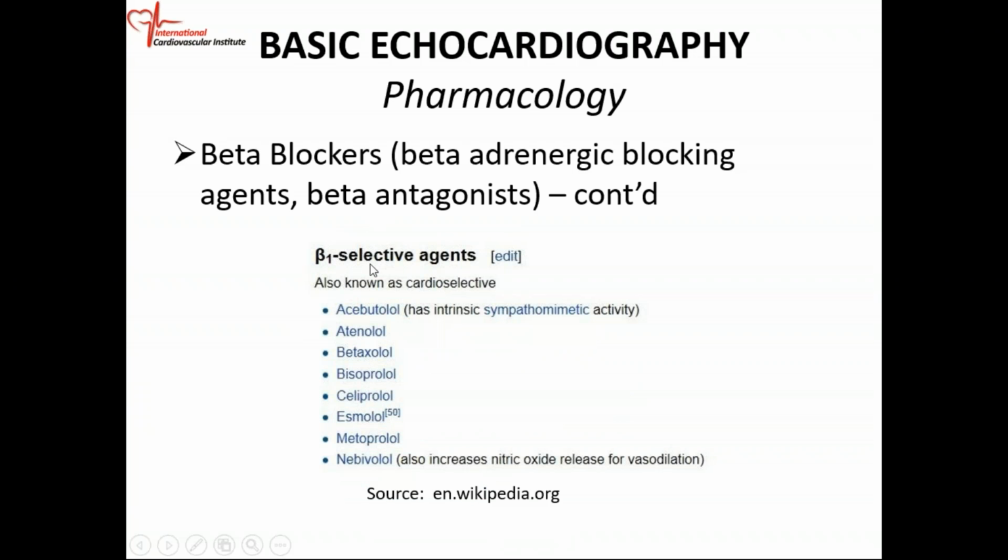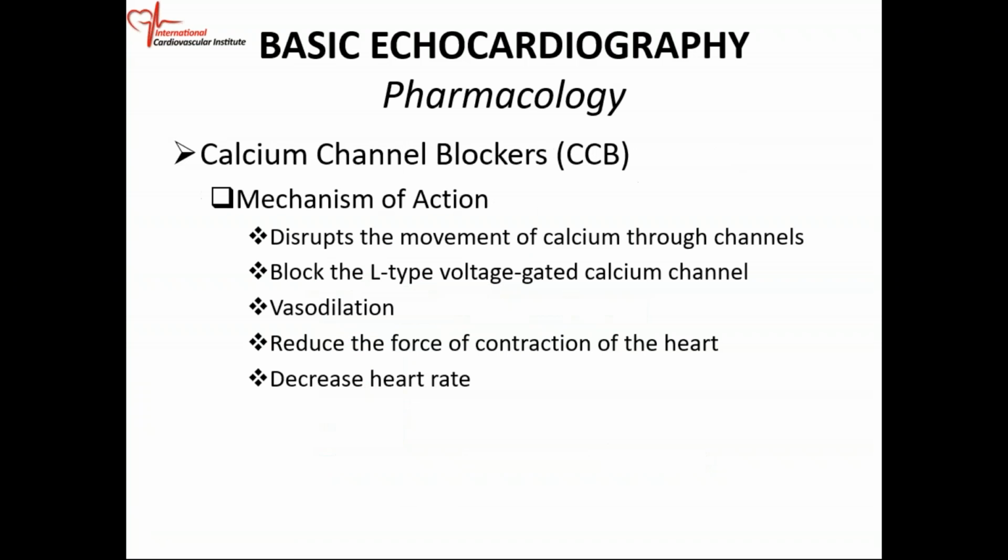And then these are the beta 1 selective beta blockers that basically work on the heart. Remember, beta 1 receptors are in the heart. So these are atenolol, bisoprolol, esmolol, metoprolol. These are beta 1 selective, cardioselective. They're going to work on the heart itself. So we're going to stop here.